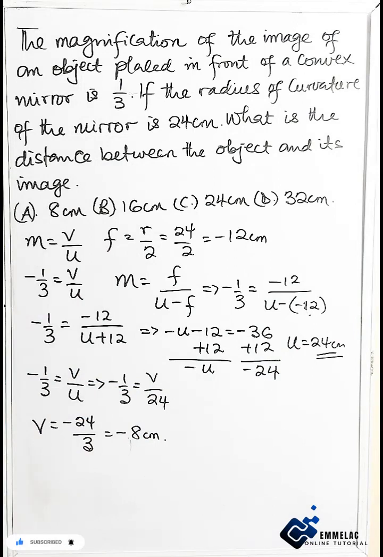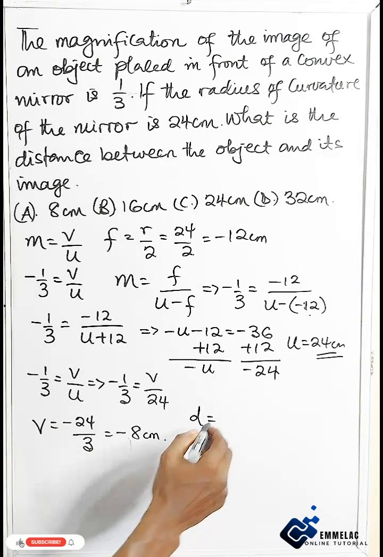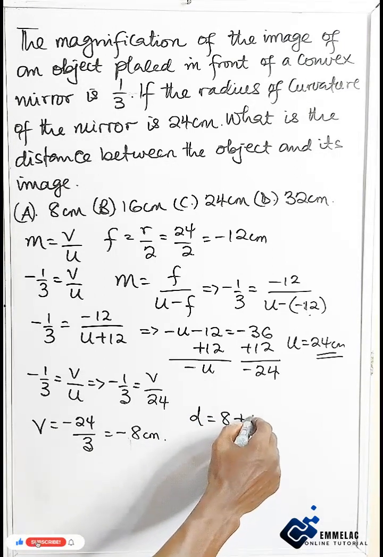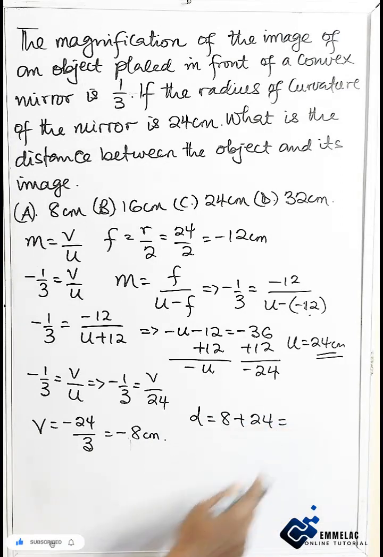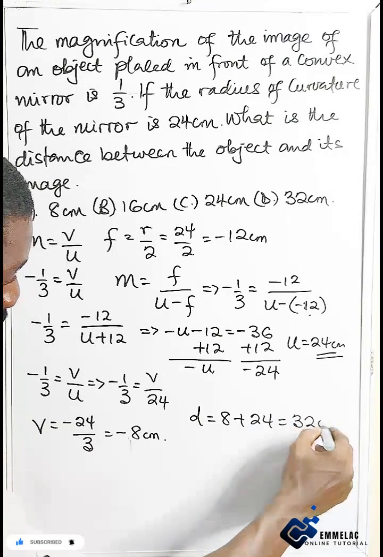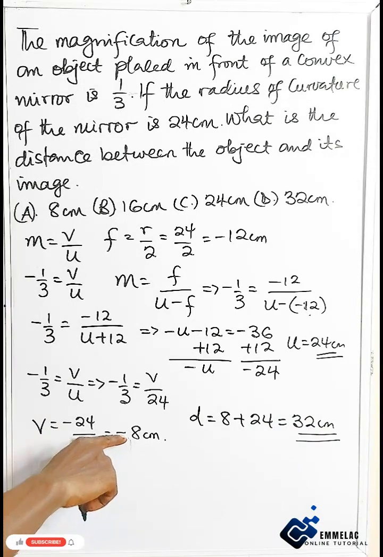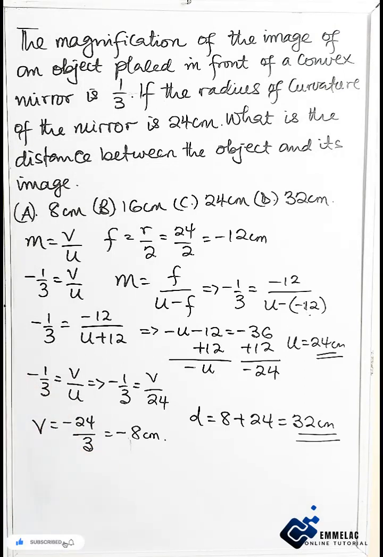Now for us to calculate the distance between the object and the image, we have that the distance here, d, let us assume. So here we have 8 plus 24 equals, this should be 32 centimeters. Alright, we are ignoring this negative because this negative is not applicable in the addition. This negative just implies that the image formed is virtual. Alright, thank you and God bless you.